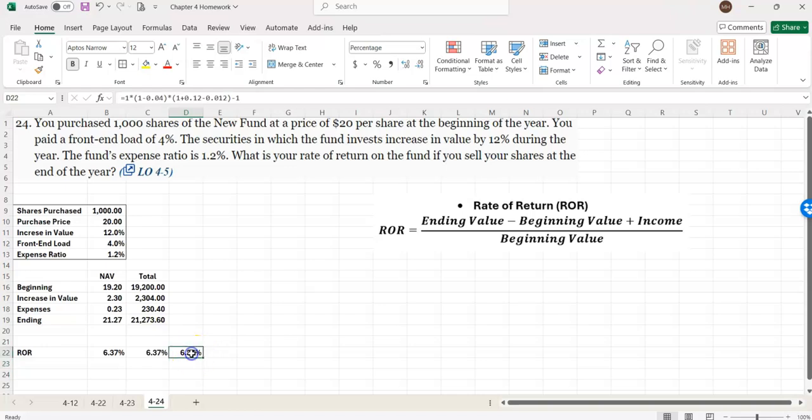So either way, and any of these ways are perfectly acceptable. I just need to keep track of what your actual investment was.